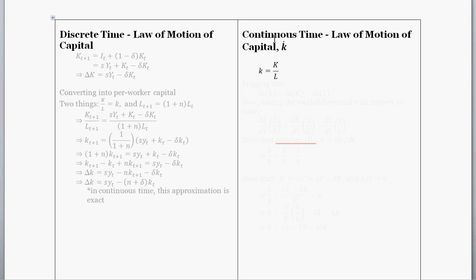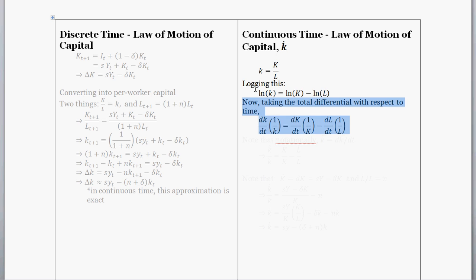I'm going to focus on continuous time because I think it's a little bit easier to work with. I have the solution I worked out for discrete time over here. So our goal is to find how capital evolves through time. Let's start off with what per worker capital looks like. That's just lowercase k equal to capital K divided by L. So if we log this, we get the log of per worker capital is equal to the log of total capital minus the natural log of population. Then, to deal with how per worker capital evolves through time, we could take the total differential of all of this.